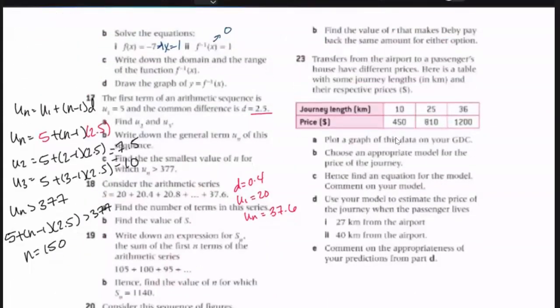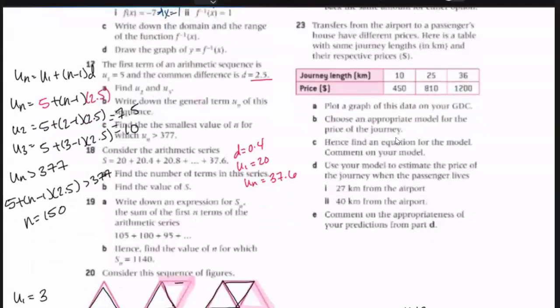Last problem, problem 23. Transfers from the airport to a passenger's house have different prices. Here is a table with some journey lengths in kilometers and their respective prices. Plot a graph on this data on your GDC. If you don't remember how to do this, let's see.